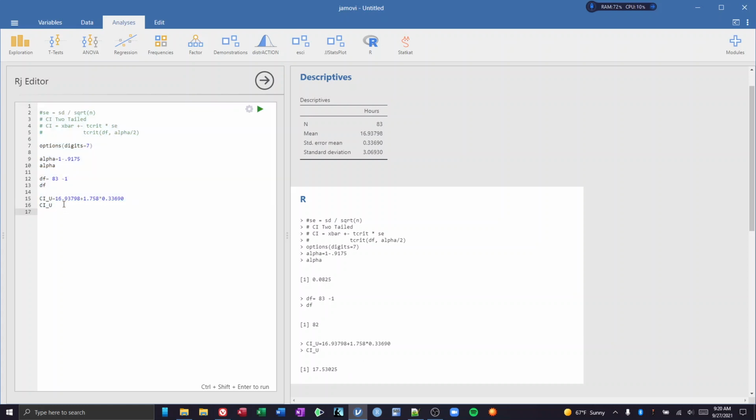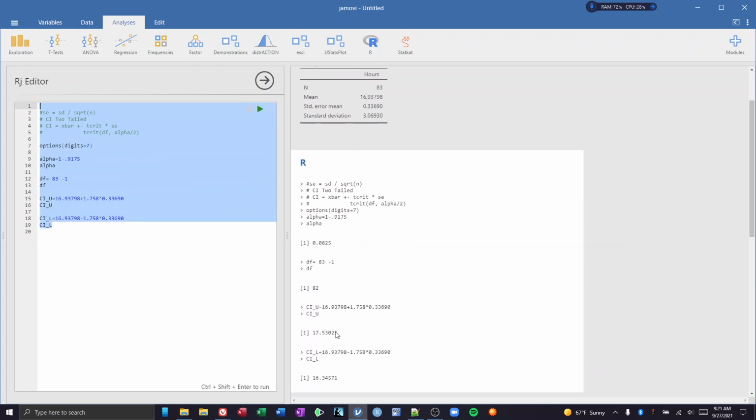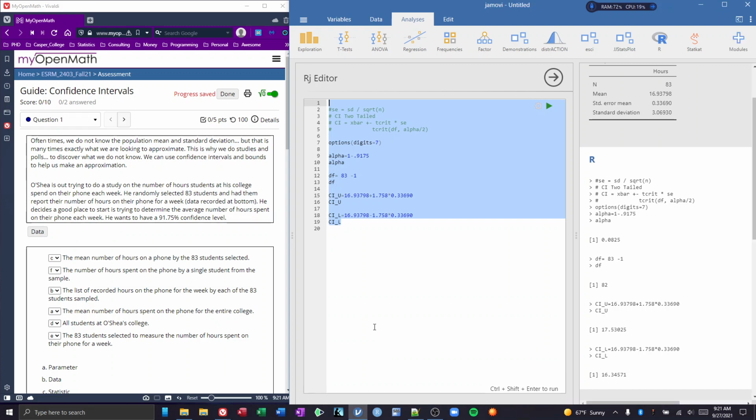Now, our confidence interval lower is the exact same equation, except for one difference. Instead of doing a plus, we are going to do a minus. And now we can hit enter. Or let's highlight it all and let's run it again. So now we have the upper and the lower right there.